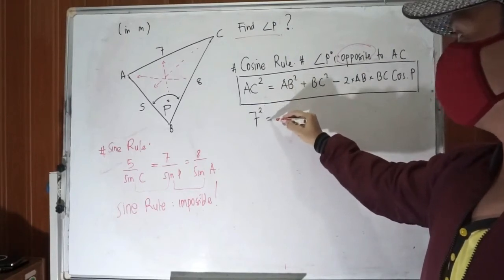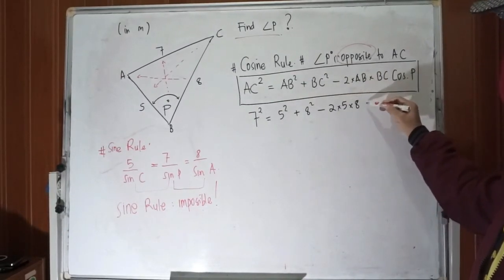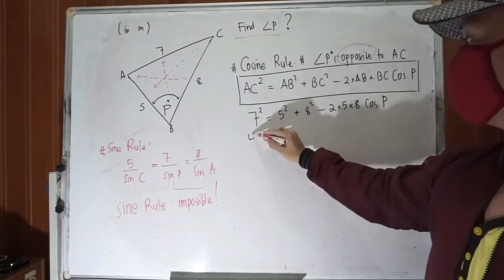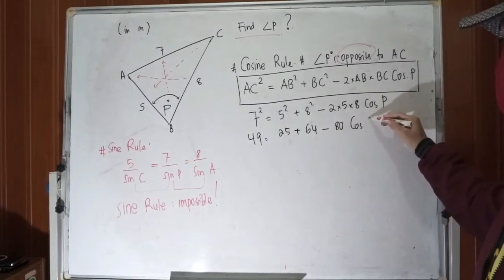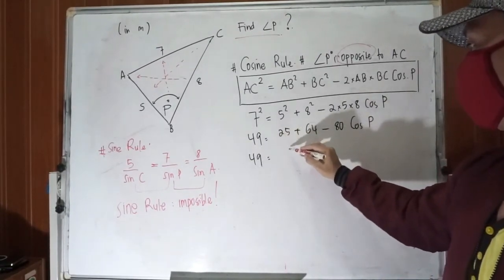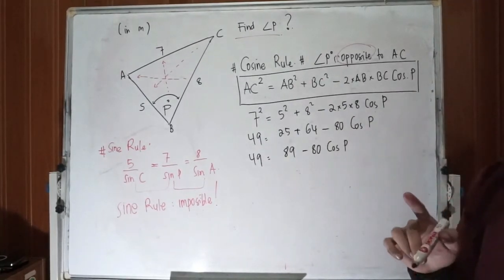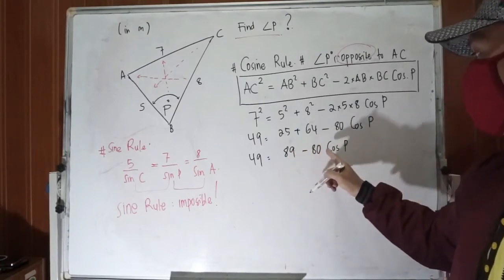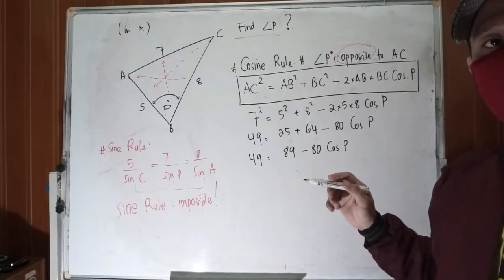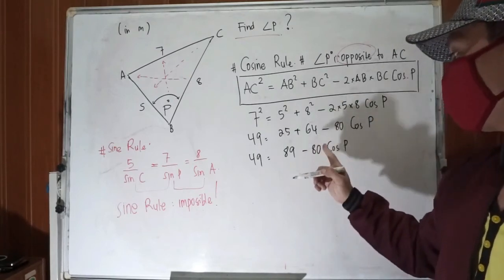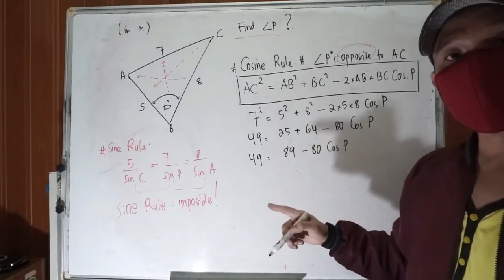So 7 square equals 5 square plus 8 square minus 2 times 5 times 8 cosine P. 49 equals 25 plus 64 minus 80 cosine P. So 49 equals 89 minus 80 cosine P. I want to emphasize how to solve this one. Students, 89 and minus 80 cosine P, we cannot operate that, because 80 belongs to cosine P, but 89 belongs to nothing.